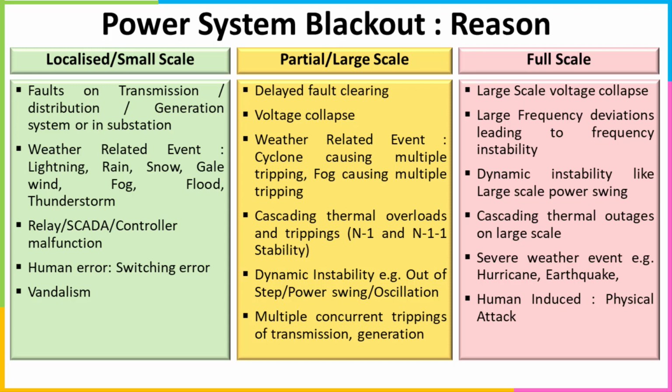Suddenly the power will be routed through the rest of the system, and due to that there can be angular stability problems. Then multiple scale cascading due to thermal outages, and severe events can also happen, like hurricanes, cyclones, and earthquakes. And human induced, somebody selectively attacking different critical substations. Under those scenarios also, full scale blackout can happen. So yes, a larger scale blackout can happen in the system.